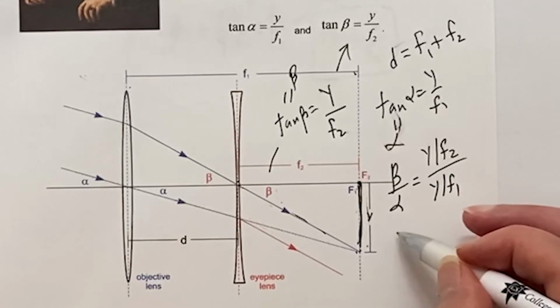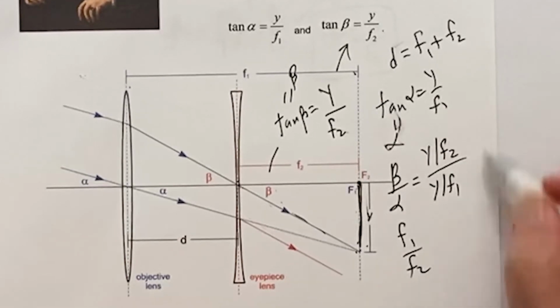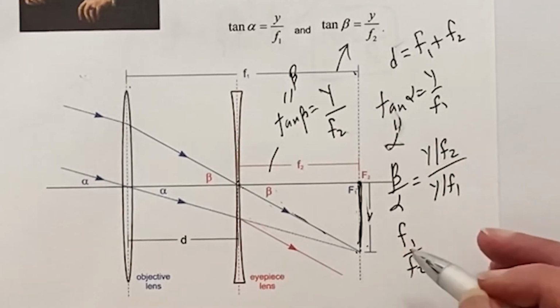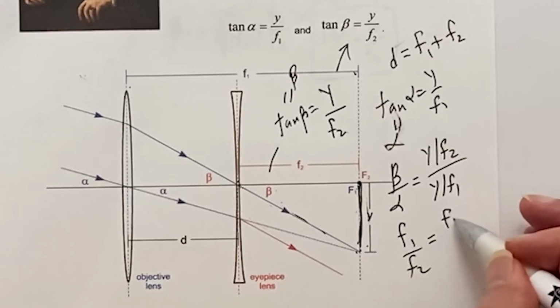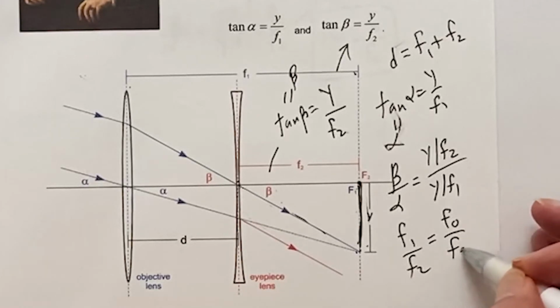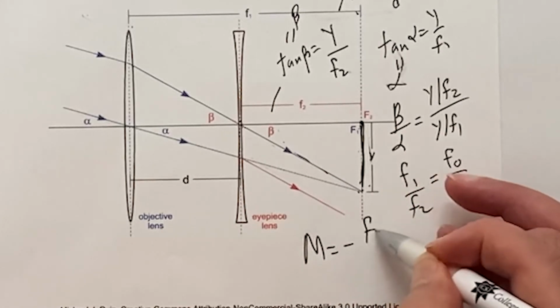The y's cancel and you get the flip, F1 over F2, and that's what we had before. This is the objective over the eyepiece. That's what we had before. But we put a minus sign in for the magnification, and let's go ahead and do that again.